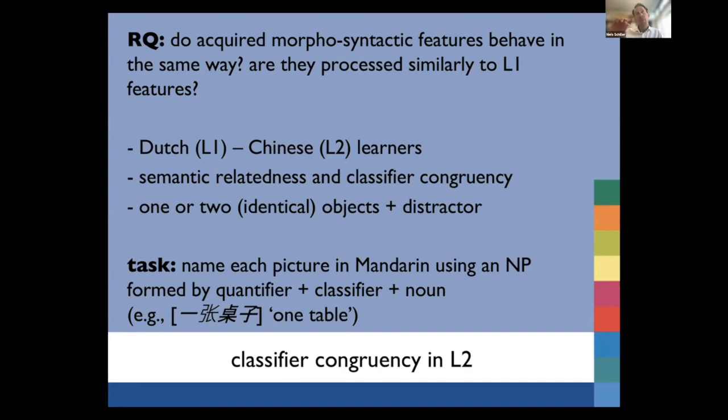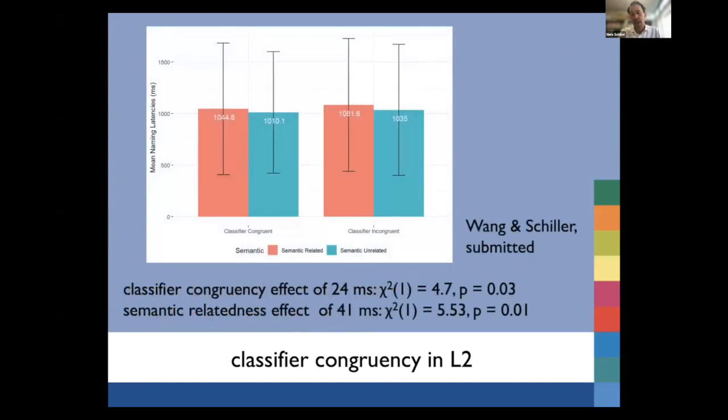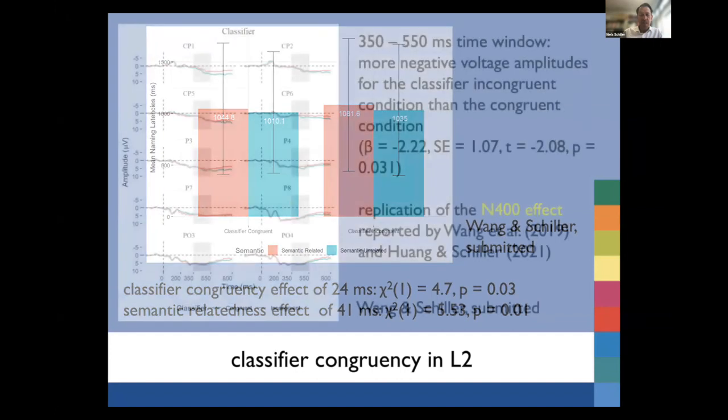And these were, I would also say, moderate beginners to moderate. They were probably more moderate than beginners, but they were certainly not high proficient Chinese speakers. So this is work that Xiaoyu Wang and I did, and it's an article that has been submitted. And what Xiaoyu found was, as expected, or as we hoped to find, a classifier congruency effect of 24 milliseconds. So quite a relatively large effect, and of course also the expected semantic relatedness effect. So this was also a very nice study and very nice results that we found here.